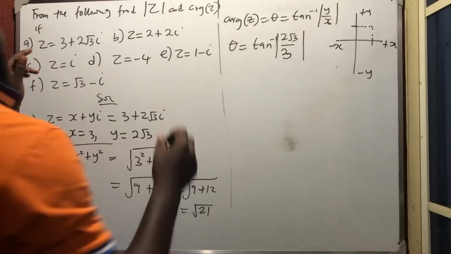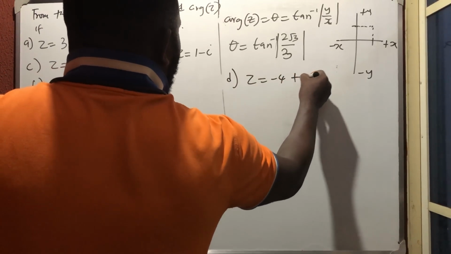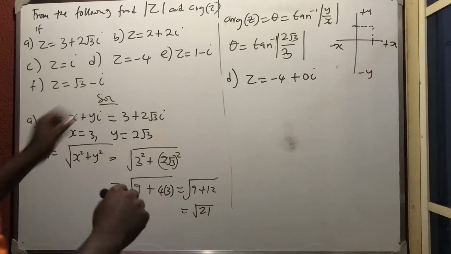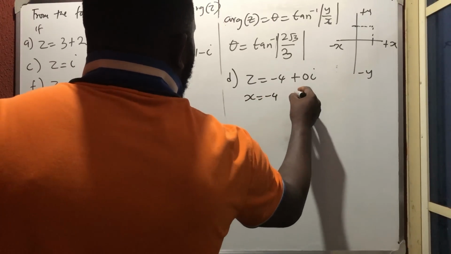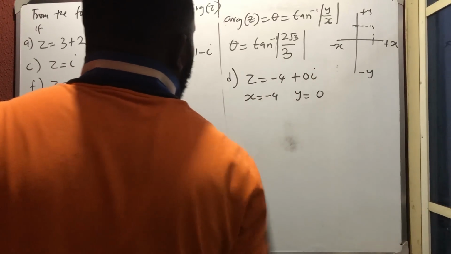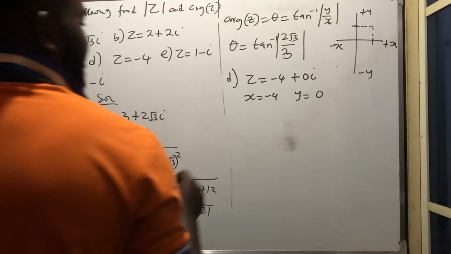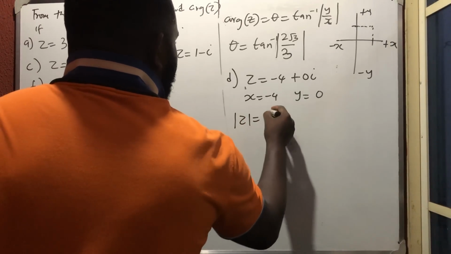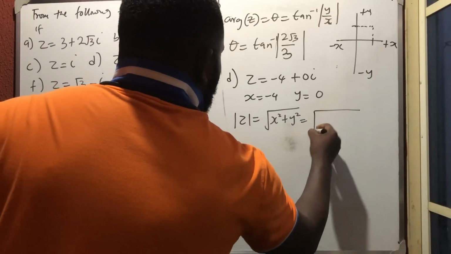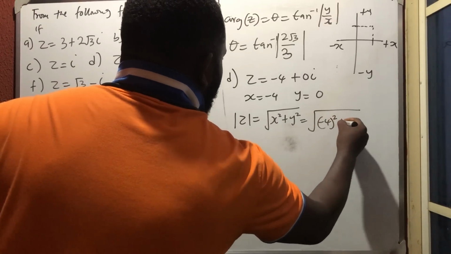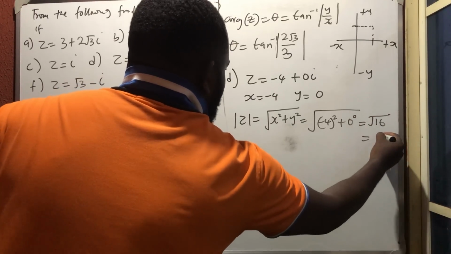So I've got C. So D said that z is equal to minus 4. In fact, minus 4 plus 0i, because there is no i here, that's why I added 0i. So therefore my x is minus 4 and my y is 0. So I'm going to have that my modulus is simply the square root of x squared plus y squared, which is the square root of minus 4 all squared plus 0 squared, which is the square root of 16, which is 4.